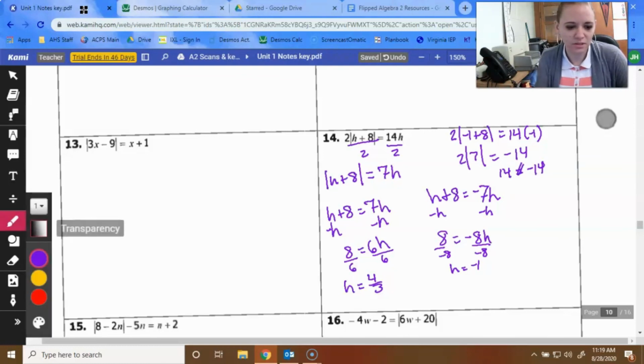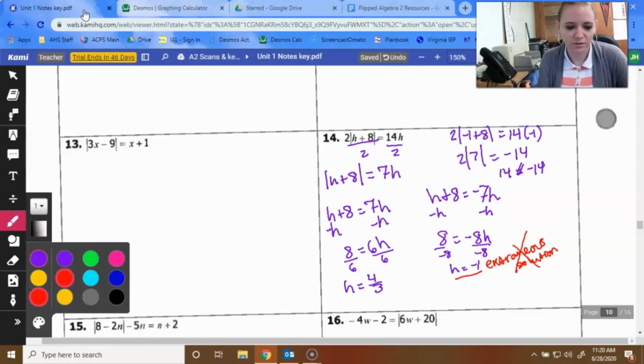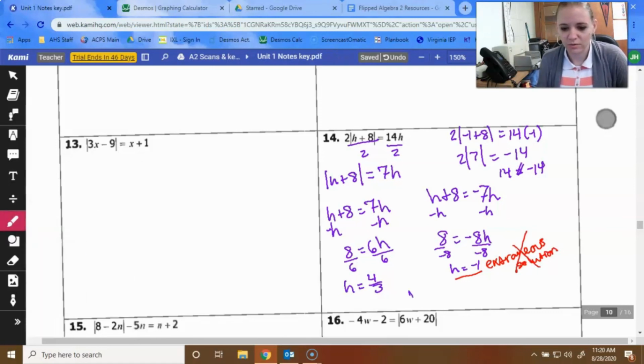So this answer right here is an example of an extraneous solution. So we don't want it. We're not going to include that answer. So the only answer for number 14 is that h is equal to 4/3. Okay.